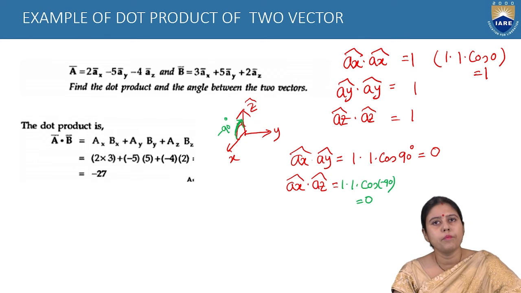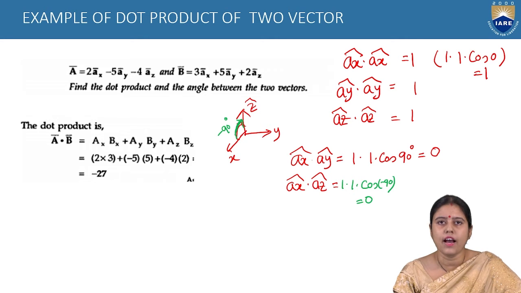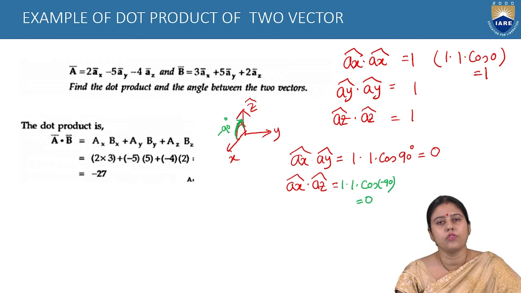So, if two axes are parallel to each other, the dot product is 1. If two unit vectors are 90 degrees apart, the dot product is always 0.